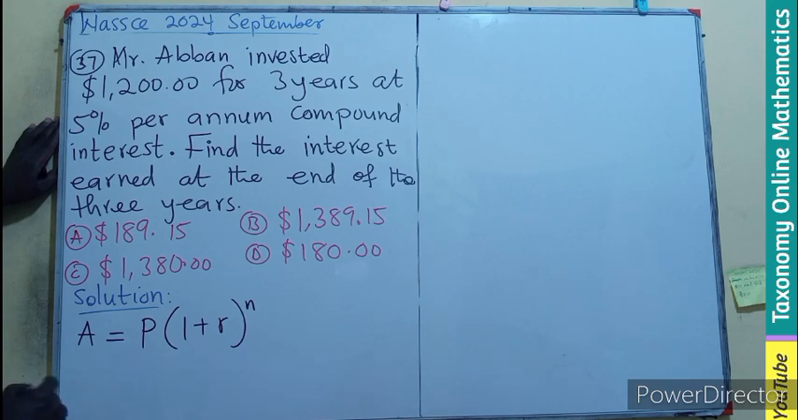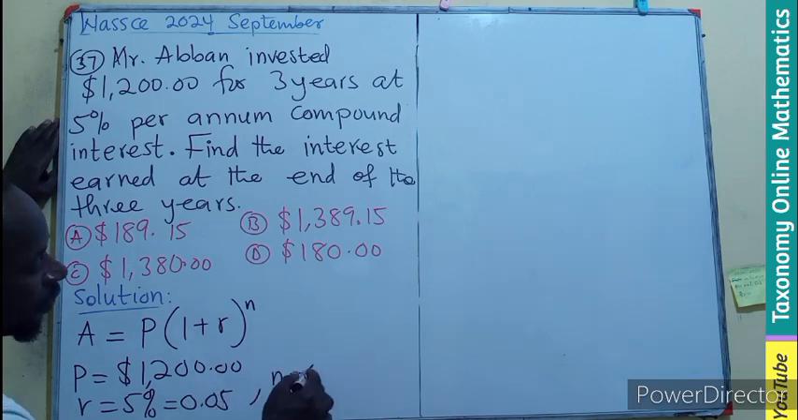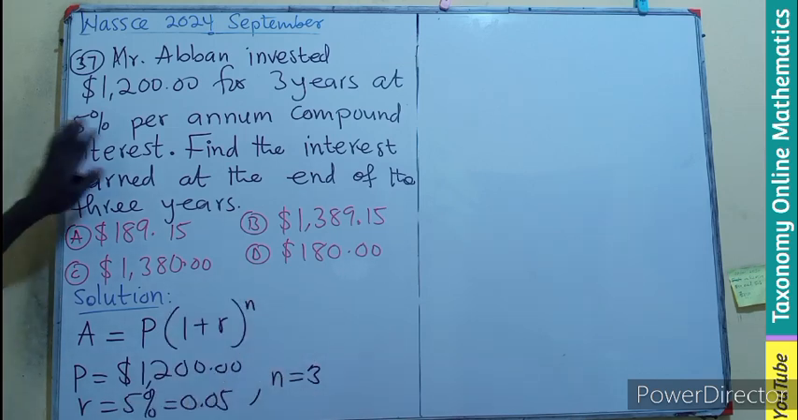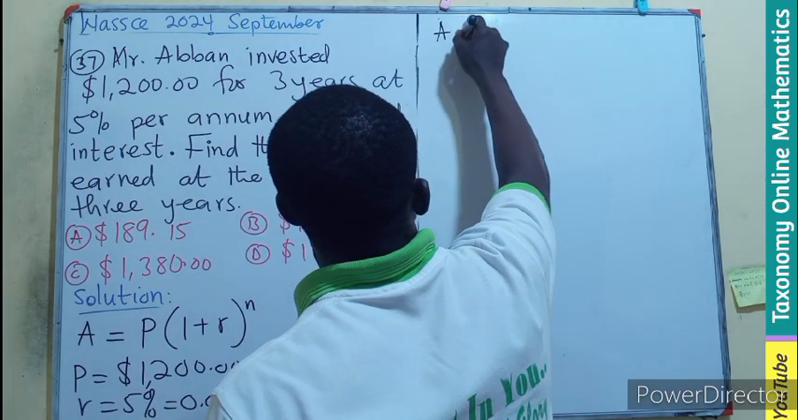Exponent n. Where in this case, our principal will be 1,200. Then our rate will be 5%, which is 0.05. Then n is going to be the 3 years. It is per annum, so it's compounded every year. So let's do our substitution.